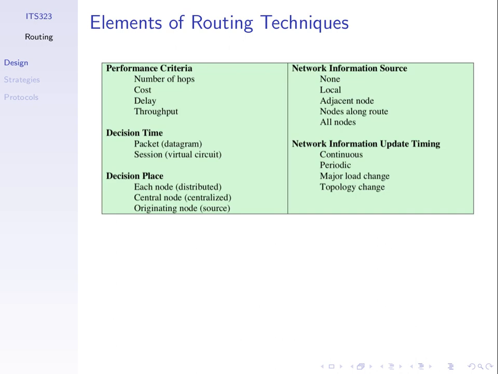Let's stop now. What we're going to do next week, we'll come back and look at these network information source, network information update timing, and talk about the trade-offs, and give a few more examples with our simple network of how these may work. Okay, so we'll go through some examples. What happens when the costs change, how often we can update, and where do we get that information from. We'll continue that next week.